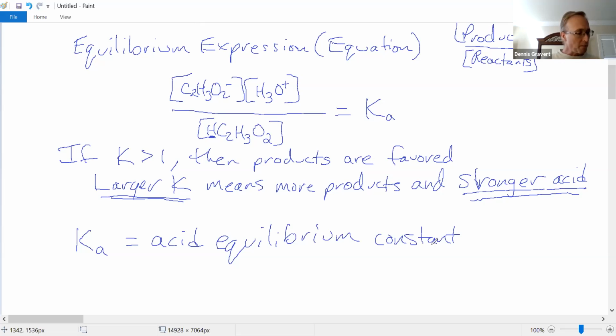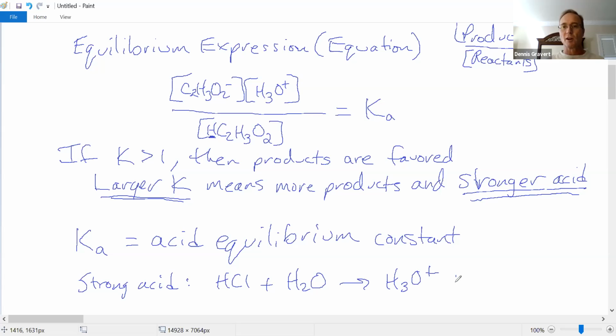Nice. Oh, in my notes, I got another example. If you think about a strong acid, like HCl, it can react in water and form hydronium ion and chloride ion, right? And it's a one-way reaction. There's no reactants left over. It's all products. So you could say the products are completely favored in this reaction, right?